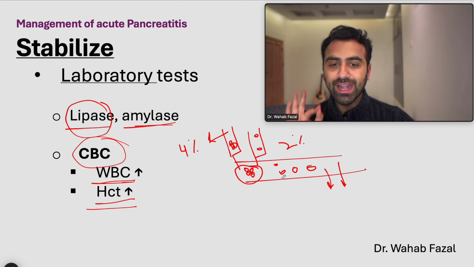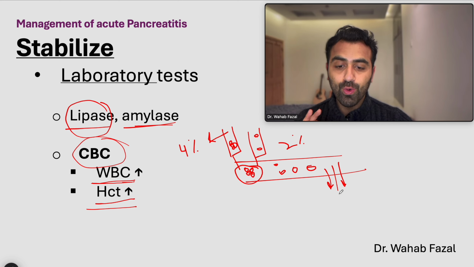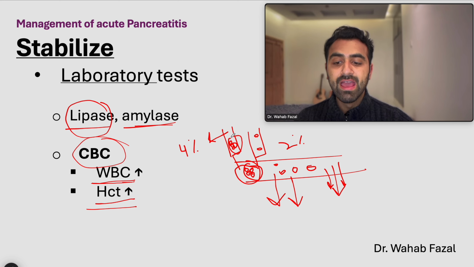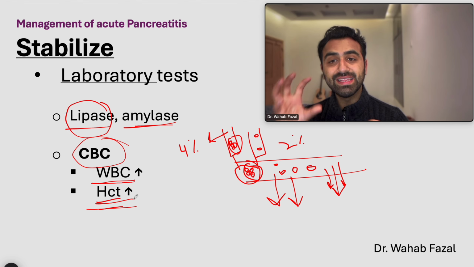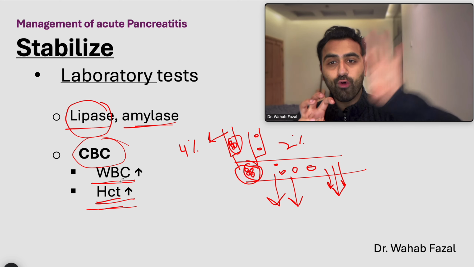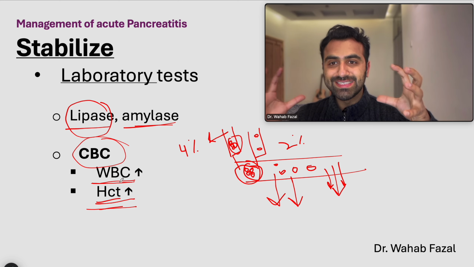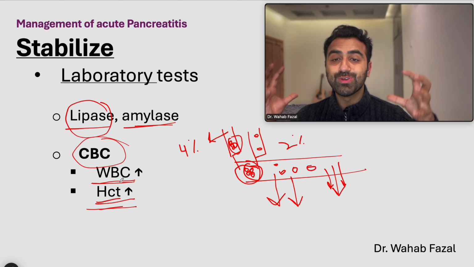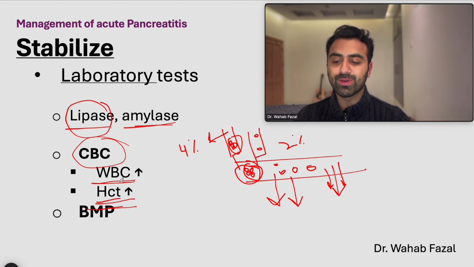So raising hematocrit in acute pancreatitis means that your water is third spacing, that your fluid is actually leaking from the blood vessels, which is causing the RBCs to clump together, which is causing the hematocrit to rise. Hematocrit is basically the RBC component of blood. It is the percentage of RBCs in the blood. If the water leaves, then the percentage of RBCs in the blood starts to increase. That is hematocrit, and that is why hematocrit increases.